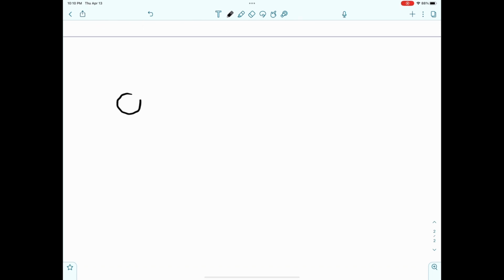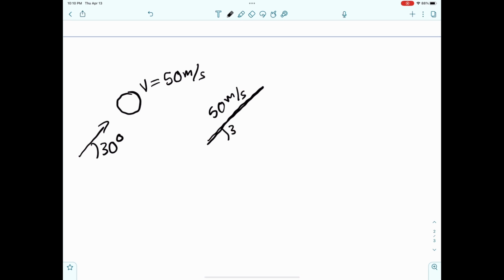Bear with me here. Let's say we have a ball going up at an angle of 30 degrees at a velocity of 50 meters per second, diagonally. Now, let's make a triangle and represent this using vectors. We have a velocity of 50 meters per second on this diagonal at an angle of 30 degrees. We have a y component here and an x component here.